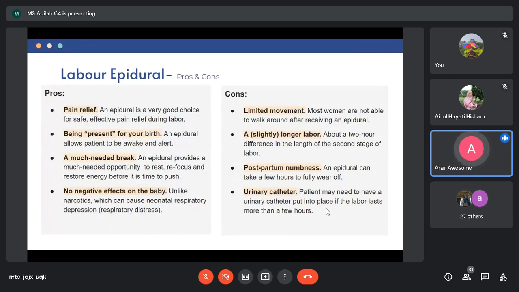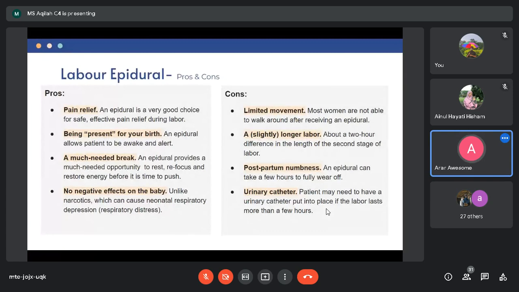These are some pros and cons of the labor epidural. The pros: it can provide pain relief. For example, epidural is a very good choice for pain relief in labor. It is safe and also effective. And epidural also allows the patient to be awake and alert, so the patient can be conscious when the baby is out, being present for the birth. And epidural also provides more opportunity to rest, refocus, and restore energy before the patient pushes, and most importantly, no negative effect on the baby, unlike other narcotics that can cause neonatal respiratory depression.